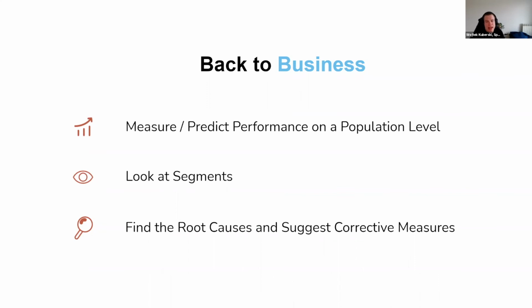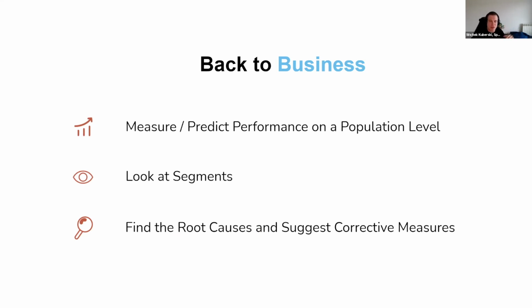So how do we actually turn that into something that provides value to the business? The first thing we should do, I'm just going to walk you through the steps that are necessary to provide value. First, we need to predict or measure the performance on the entire population level or the entire sample level that we have access to. And then we should also look at the segments in the data that we particularly care about.